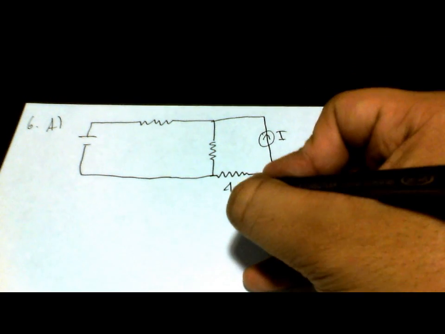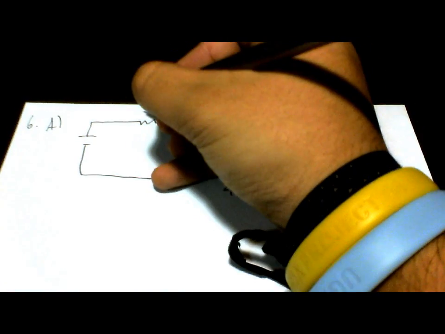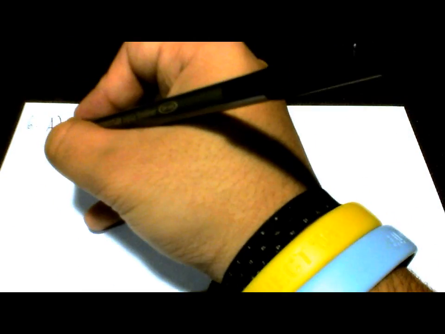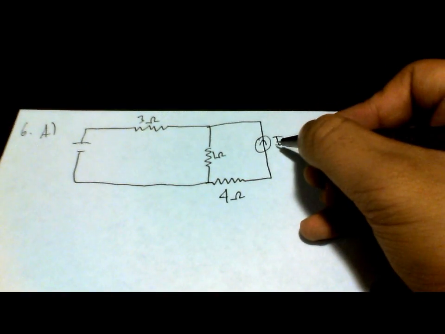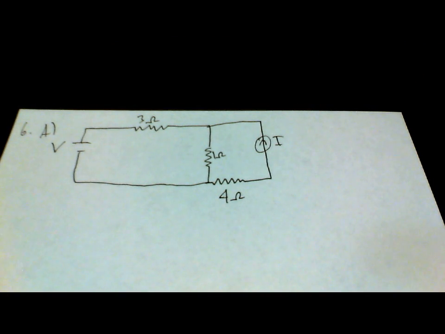We're told that this is 4 ohms. This is 1 ohm. This is 3 ohms. And we are given I, and we are given V. Now, we're not actually given these numbers, but we're told that they're given. And question A says, express the current through the voltage source.